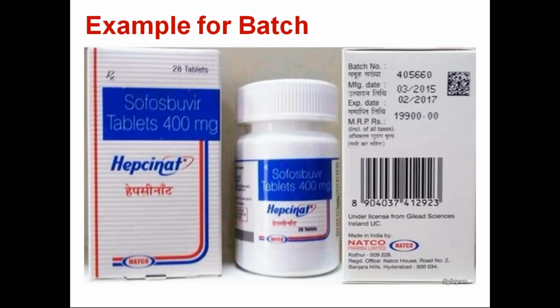So guys, this is an example. Suppose this is a product, a finished product. So like this, you'll have the batch number, manufacturing date, expiration date. So like this, you are going to have it.